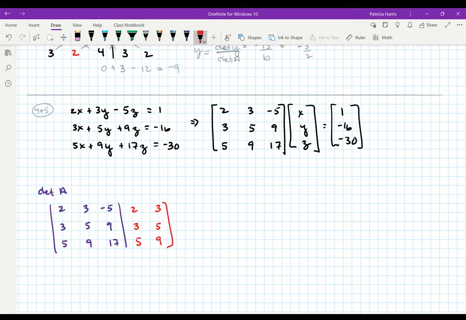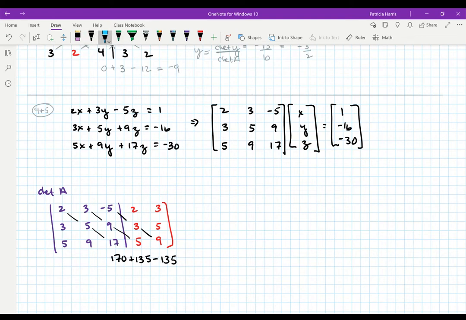Okay, so for this one, I might want to get out a calculator just because the numbers are a little bit bigger. Okay. 2 times 5 is 10 times 17 is 170. 3 times 9 times 5. What is that? 15 times 9? 135. Okay, so that would be negative 135.